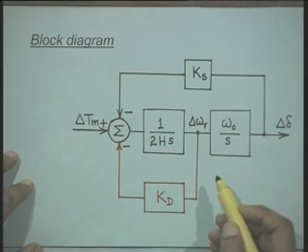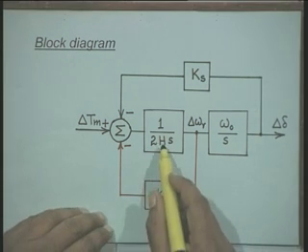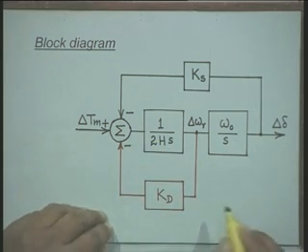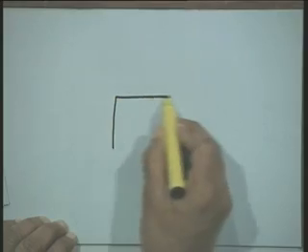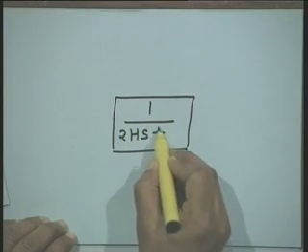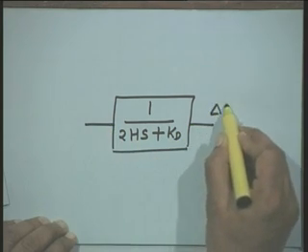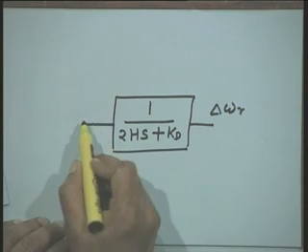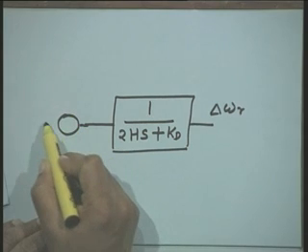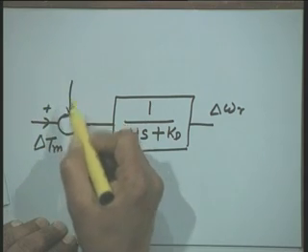Now, while deriving this model, we can do a small simplification. This portion of the model can be simplified by using simple block diagram simplification, and this portion can be represented by an equivalent model of the form 1 upon 2 times H S plus K D, where the output of this will be delta omega r and the input to this will be delta T m minus delta T e.